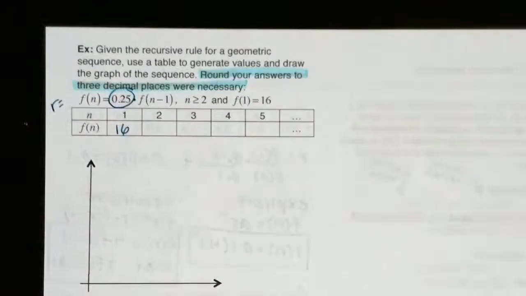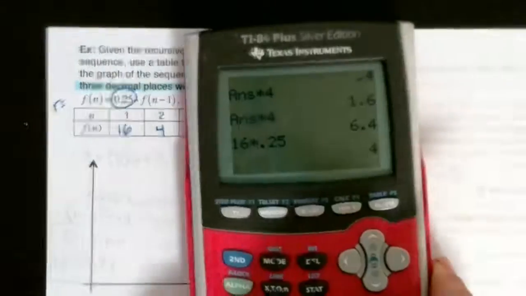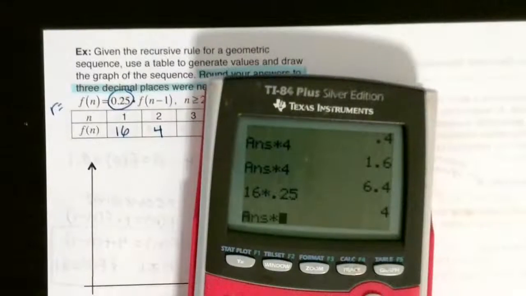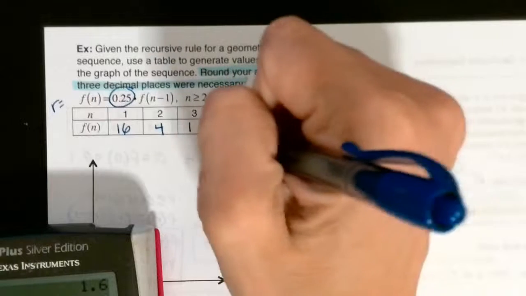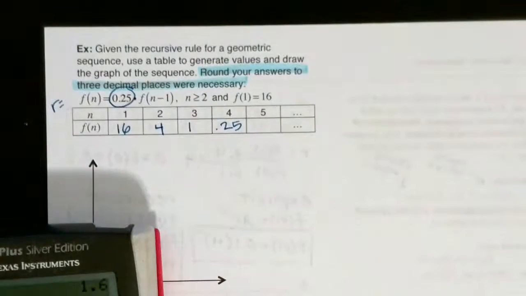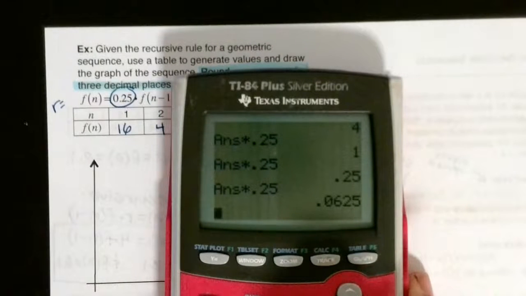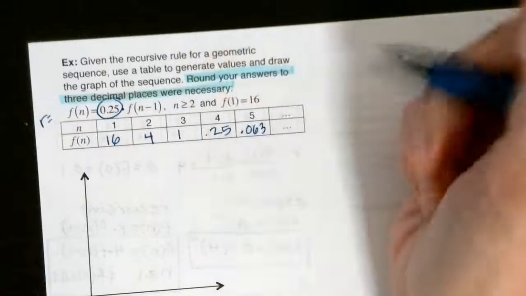So let's just take our calculator and do 16 times 0.25, and we'll get 4. And then, times 0.25, and we get 1. Times 0.25, and we get 0.25. Times 0.25, and we get 0.0625. So let's say 0.063, and the pattern keeps going.